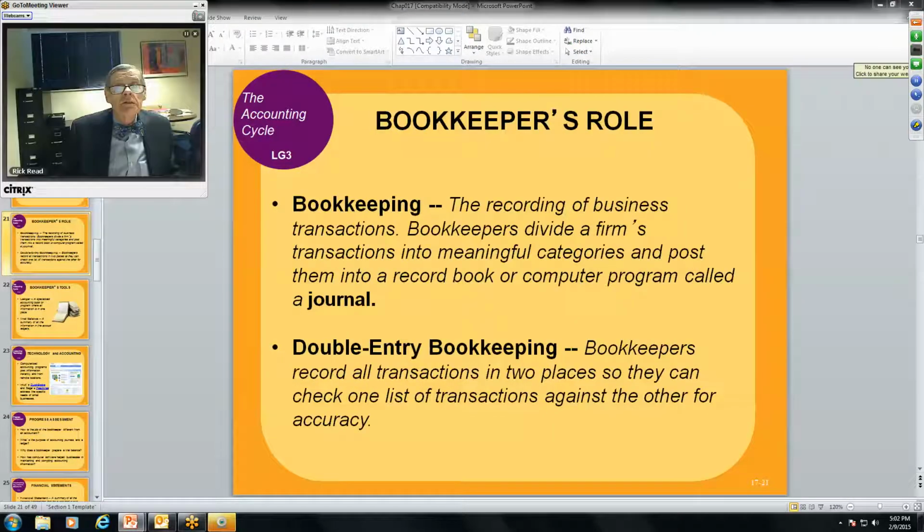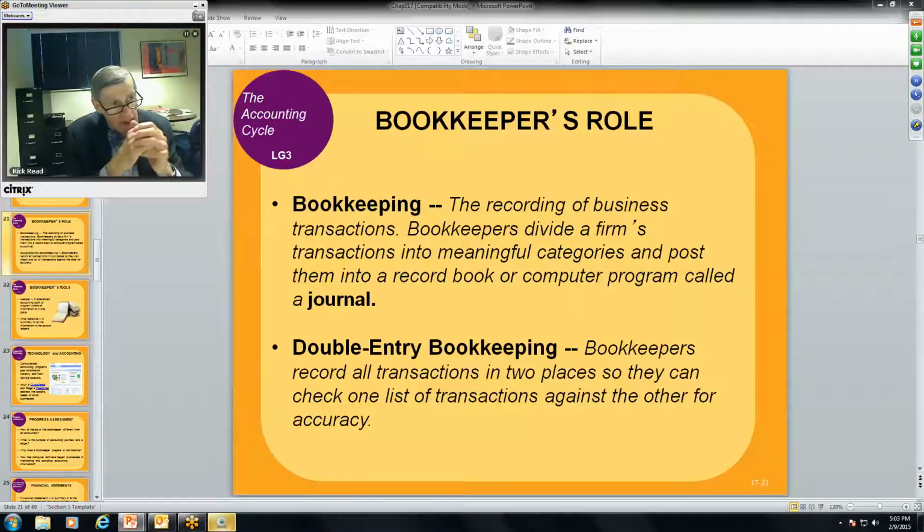Now, the next thing we're going to talk about here is the bookkeeper's role. And notice what the bookkeeper is doing here. He or she, or maybe a team, is putting the transactions, as it says, into what it says a meaningful category. I would like to say they're actually putting them in places where they belong. And then they're going to make a record of that. Of course, years ago it was done by stubby pencil. Today it's done with a computer for the most part, or a computer and a computer program. It's going to go into the record, and that's known as a journal.